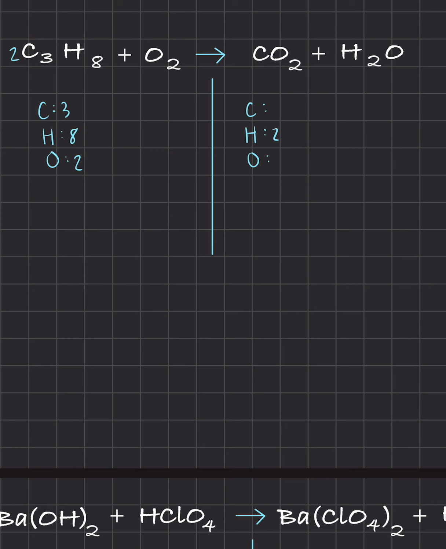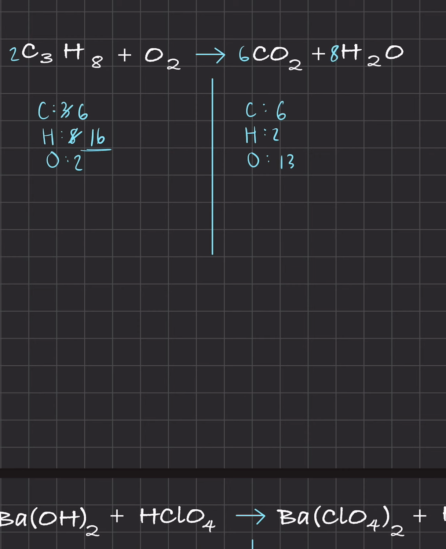So I'm going to have 6. Now I'm going to have 16, and I still have 2. So now let's multiply by the other side. Let's multiply this by 6. So I'm going to have 6 carbons. Again, 6 times 2 is 12. Now I'm going to have 13 oxygens. But if you notice, on this side, I have 16 hydrogens. So 2 times 8 is 16.